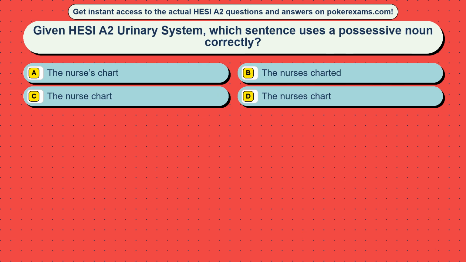Question 38. Given HESI A2 urinary system, which sentence uses a possessive noun correctly? Option A, the nurse's chart. Option B, the nurse is charted. Option C, the nurse chart.